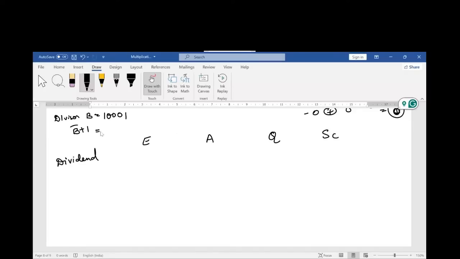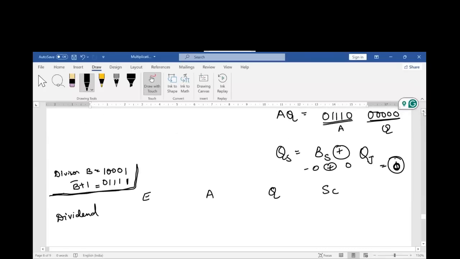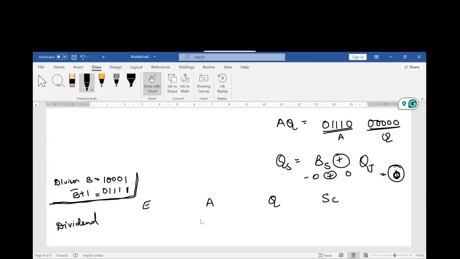So what is B bar plus 1? This one as it is, 2's complement of B, this one as it is, and then flip the bits. Okay, so these two things we have kept over here for our reference, so that they can be used in the algorithm further. Dividend in AQ. So right now we have written the values of A and Q. Let us write it over here in our tabular form. So A is 01110, Q is 1, 2, 3, 4, 5. So this is my first step.